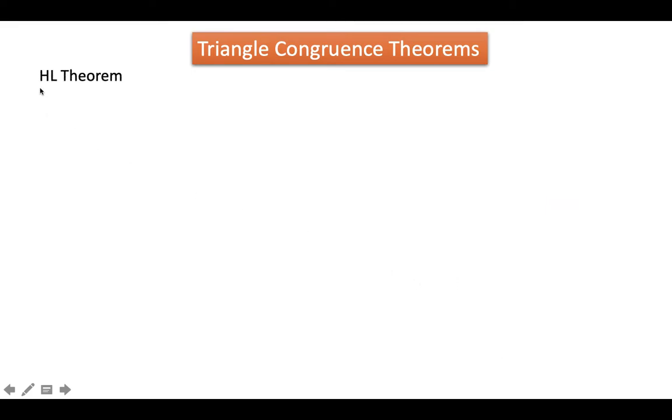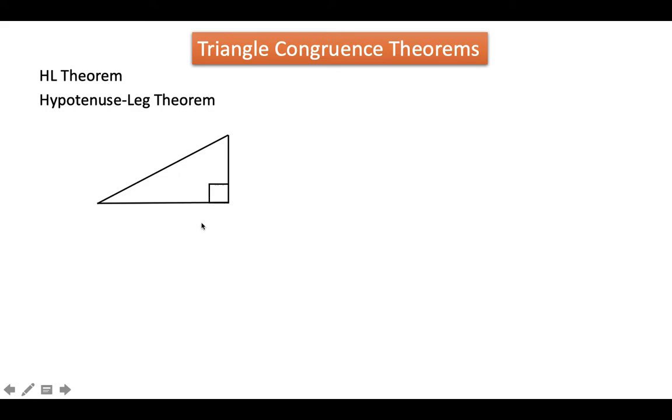The other one is the HL theorem, or the hypotenuse-leg theorem. A triangle is a right triangle if one of its angles is a right angle, or a 90-degree angle. Opposite this 90-degree angle is the longest side of a right triangle, which is called the hypotenuse. The other two sides of this right triangle are called the legs. This HL theorem is only applicable to right triangles. So this is the key feature of a right triangle.